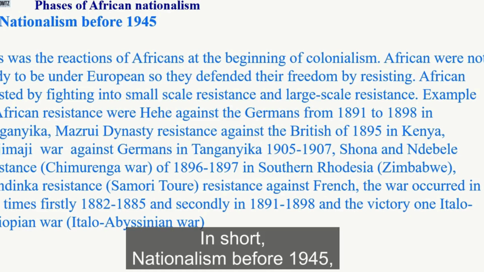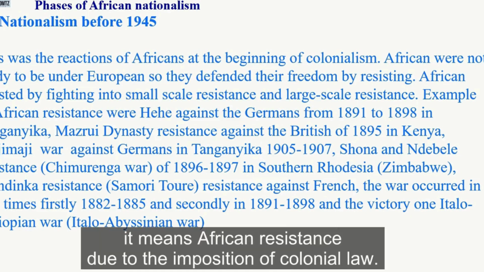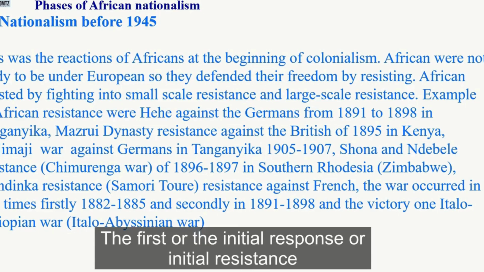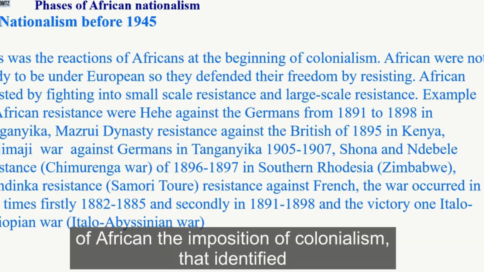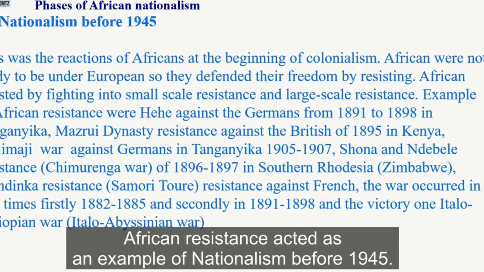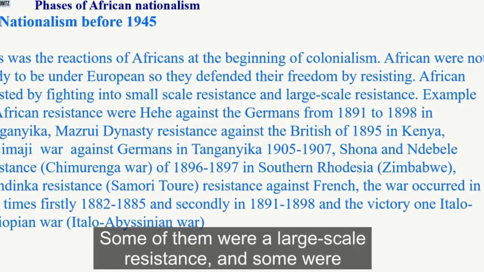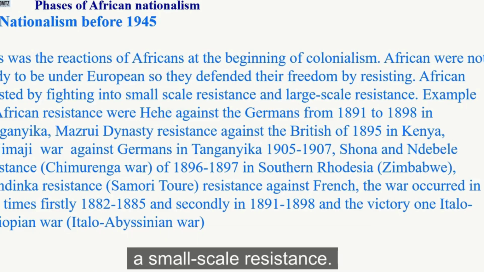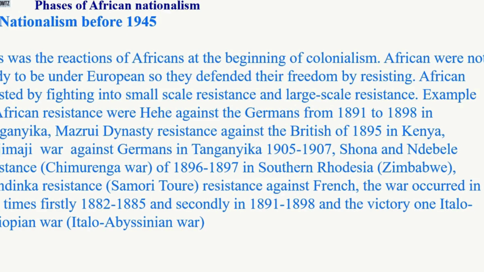In short, nationalism before 1945 means African resistance due to the imposition of colonial rule. The initial response or initial resistance of Africans to the imposition of colonialism is referred to as nationalism before 1945. And here we are going to have examples of different African resistance as examples of nationalism before 1945. Some of them were large-scale resistance and some were small-scale resistance. But all in all, it was a struggle for Africans to get back or to protect their independence, their political freedom, their resources, and their other issues.